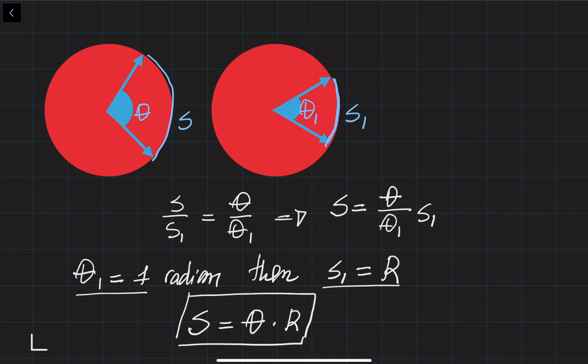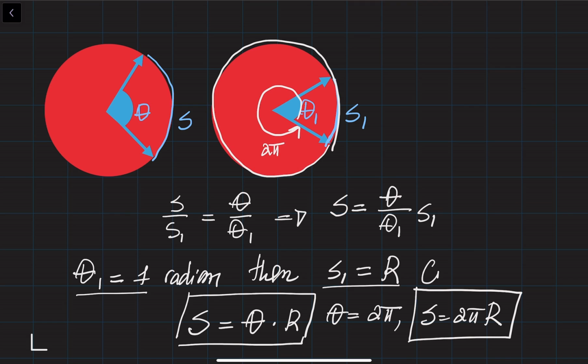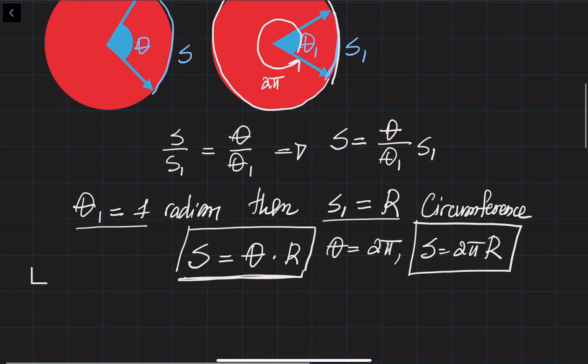Please note that if theta is equal to 2 pi, which is essentially one rotation around the circle, then the corresponding arc length is essentially the circumference of the circle. It is equal to 2 pi r. This is called the formula of the circumference. So this formula gives us the length of the arc subtended by the angle theta, and it also gives us the circumference of the whole circle, which is the arc subtended by the angle 2 pi.